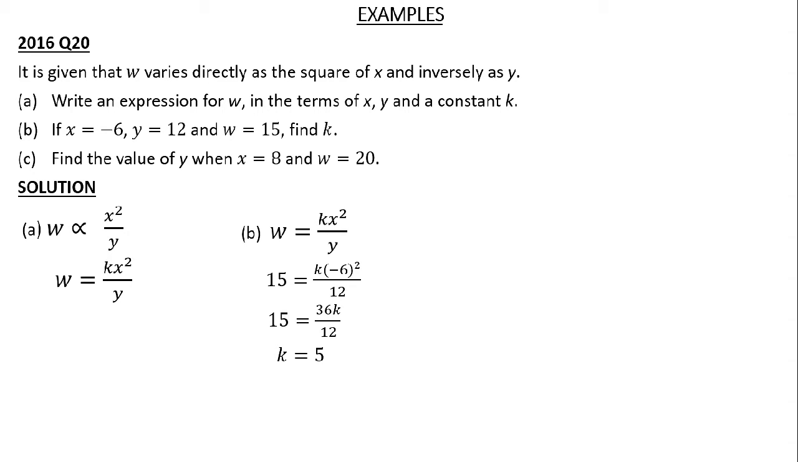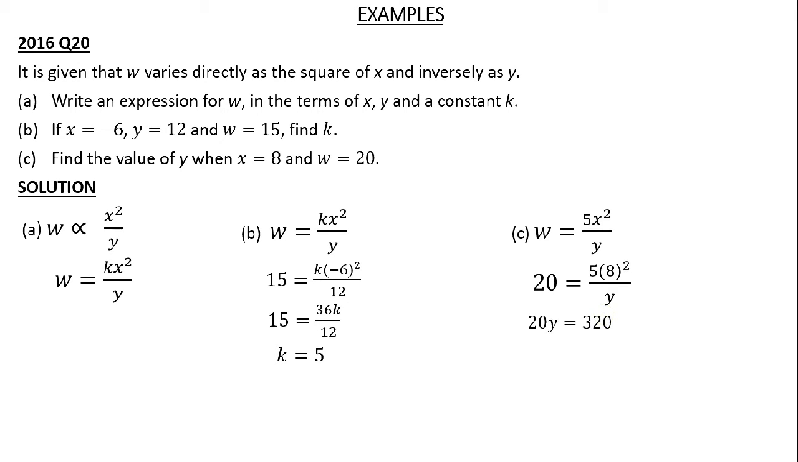Find the value of y when x is equal to 8 and w equals 20. Now, since we've already found our k, where there was k, we'll replace it with 5. So our w will be equal to 5x squared divided by y. Since we've been told that x is 8, where there's x, we'll replace 8. So we are going to have 8 squared there. Where there's w, we'll put a 20. So 8 squared is the same as 64.